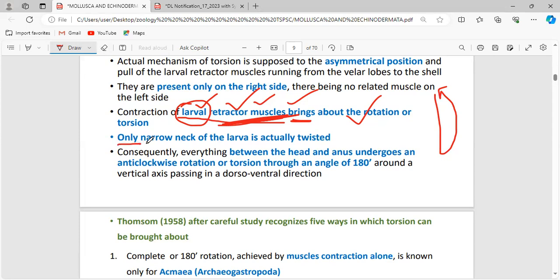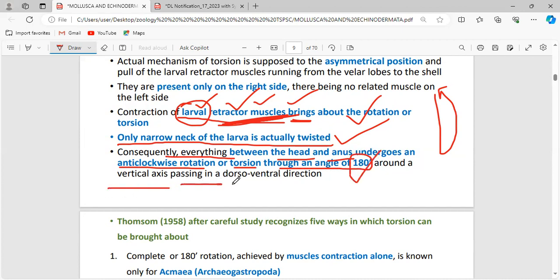This rotation will be possible only because of this particular contraction of retractor muscles. See now, only a narrow neck of the larva is actually twisted. We know that the site of torsion is nothing but the neck region. That is what is explained here. And consequently, everything between the head and the anus undergoes an anti-clockwise rotation, or the torsion, through an angle of 180 degrees on the vertical axis passing in a dorso-ventral direction.